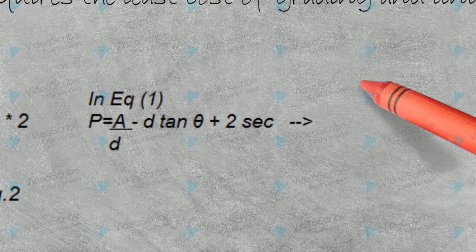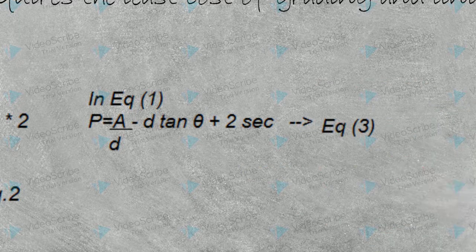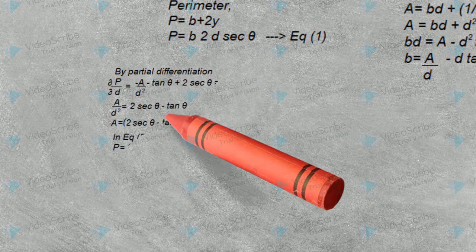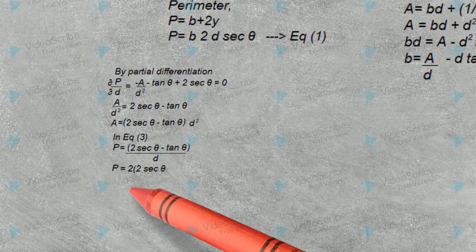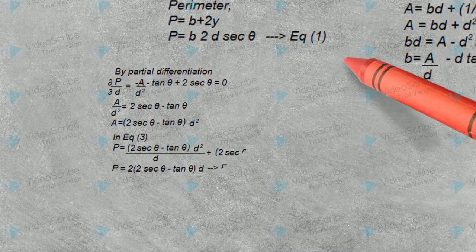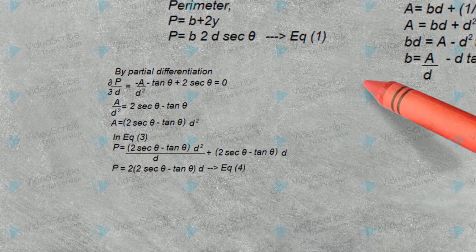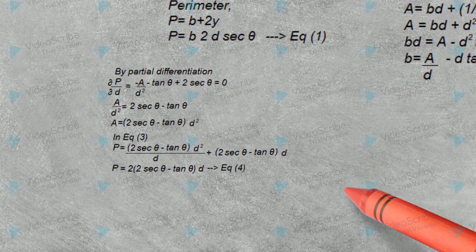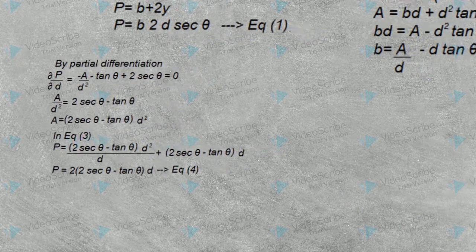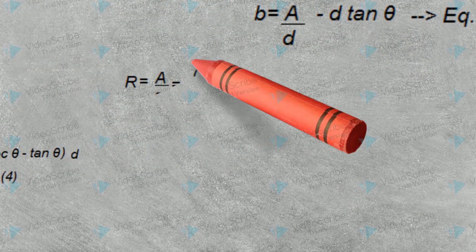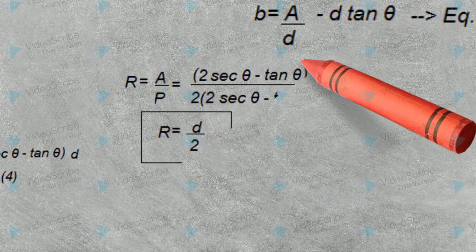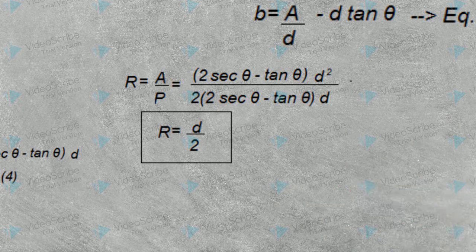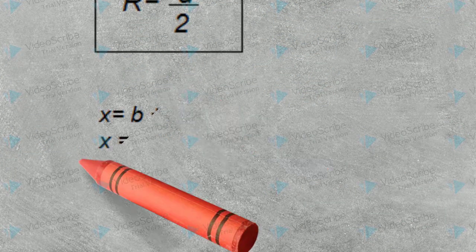In equation 1, substitute the base. By partial differentiation, area will be (2 secant theta minus tan theta) times depth squared. Substitute in equation 3: perimeter is equal to (2 secant theta minus tan theta) times depth squared all over d, plus 2 secant theta minus tan theta times the depth. So perimeter will be 2 times (2 secant theta minus tan theta) times depth. That will be equation 4. R is equal to area over perimeter, so substitute the values of the area and perimeter. R will be half of the depth.